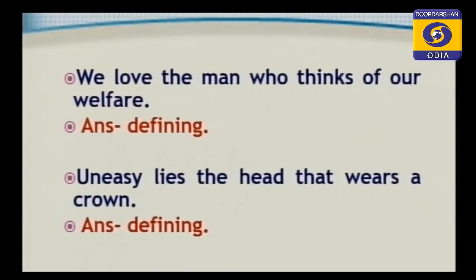Next sentence, on his lies the head that wears a crown. The relative clause is that wears a crown or which wears a crown. Antecedent, the head. If you say on his lies the head, which head? That wears a crown. It defines the antecedent, the head. So, it is a defining relative clause.